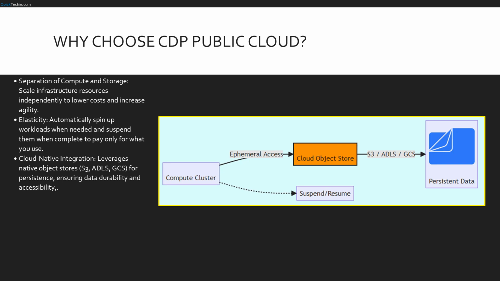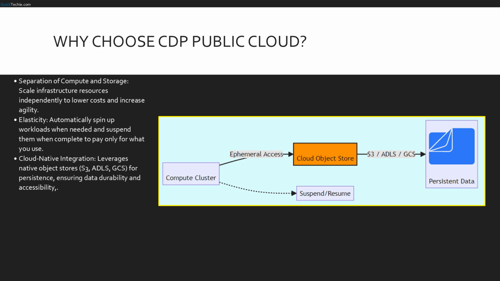Why should an enterprise move to CDP Public Cloud? The primary driver is the decoupling of compute and storage. In legacy on-premises clusters, these were tied together. In the cloud, they are independent. This allows for true elasticity. You can spin up a data warehouse for a specific report, run it for an hour, and then suspend it, paying only for the active time. Furthermore, CDP integrates natively with cloud object stores like Amazon S3, Azure Atlas, and Google GCS. This means your data is durable and accessible, not locked inside a proprietary file system, enabling a data lakehouse architecture where multiple engines can access the same data simultaneously.